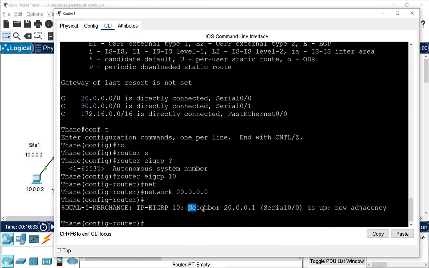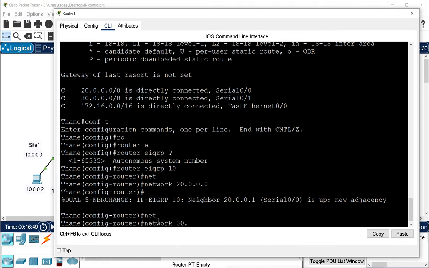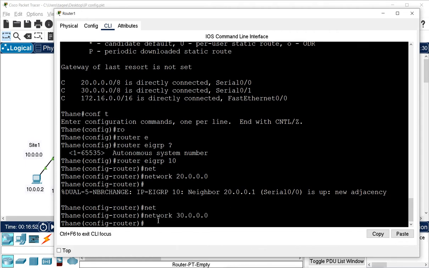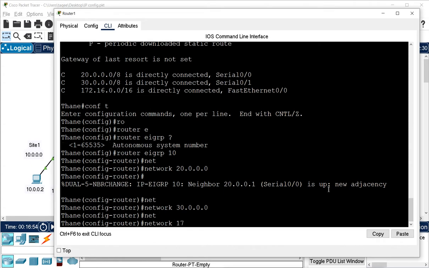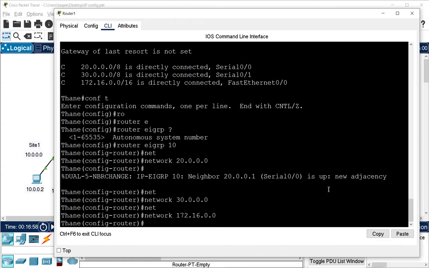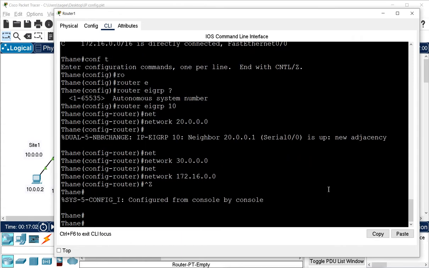It says our neighbor is this, this is our neighbor's router ID. It is connected with this interface, and it is using EIGRP autonomous number 10. So this is the neighborship that was created. Now the other networks are network 30 and then network 172.16.0.0. Now there is no other network available for this router, so it is done here.